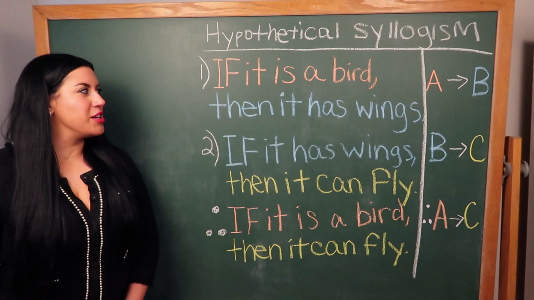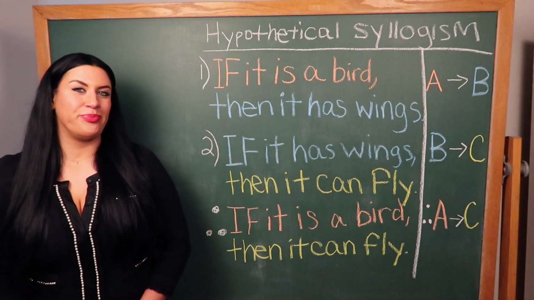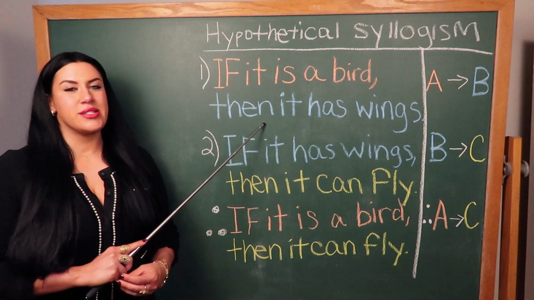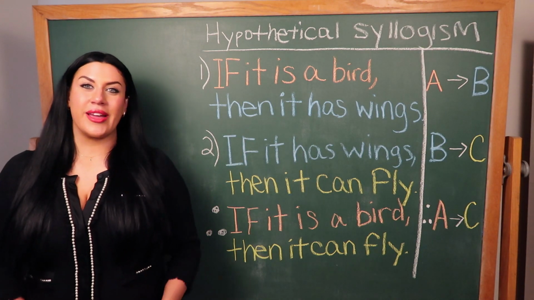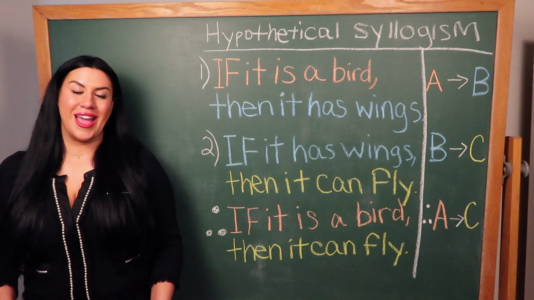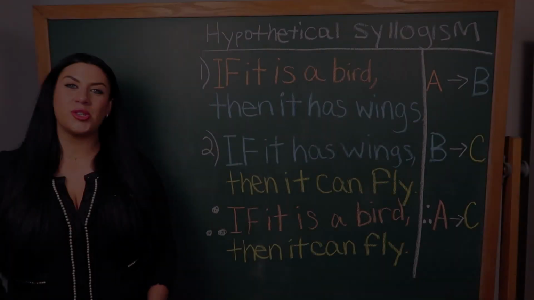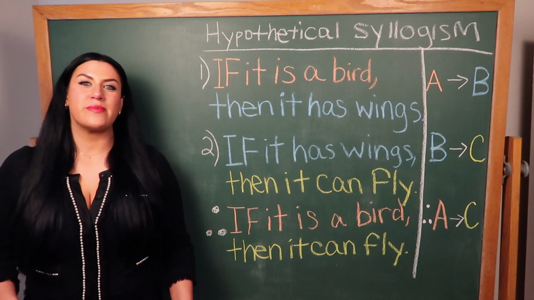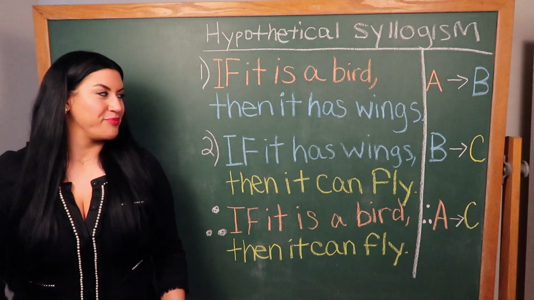Premise 1: if it is a bird, then it has wings. In order to come up with a counterexample, we need to try and imagine some instance where something can be a bird but not have wings. It just so happens that there are birds that don't have wings, such as penguins and ostriches.